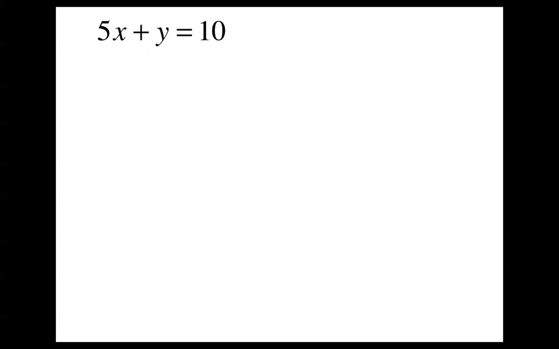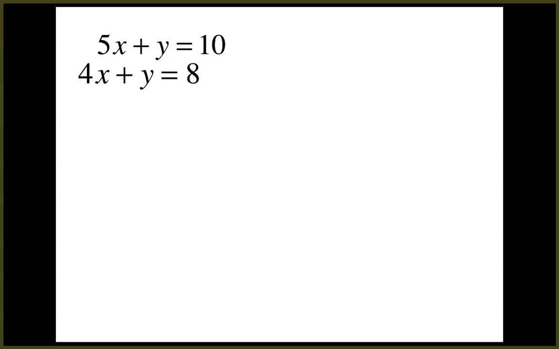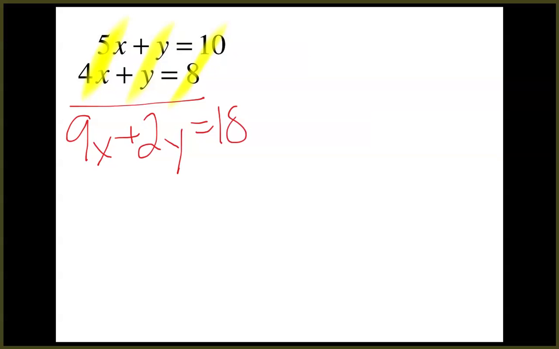But that's okay. A lot of times it does work. So check this one out. If I line these two things up, they're a little bit off, but you get the idea. I've got my x's lined up, I've got my y's lined up, I've got everything else lined up over here. This time, if we add, nothing's going to eliminate. I would have 9x plus 2y equals 18. So that didn't really get us anywhere.